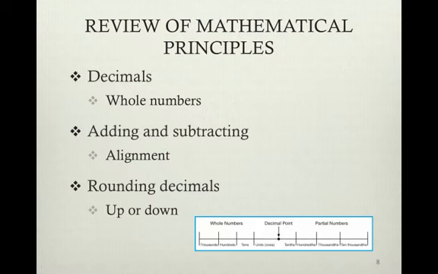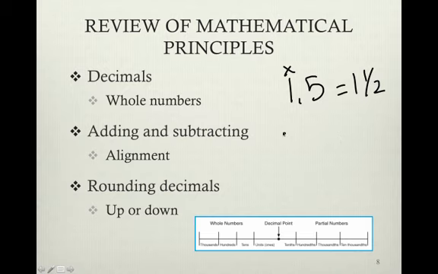Review of mathematical principles. Decimals are pretty simple. Adding and subtracting, we just have to be sure that all of our stuff is aligned. Rounding decimals up or down. Let's talk about decimals and whole numbers first. When we look at a decimal, an example would be 1.5: this is the whole number, and the 0.5 is the decimal. So this is half of one whole number. So 1.5 would really be equal also to 1 1/2.